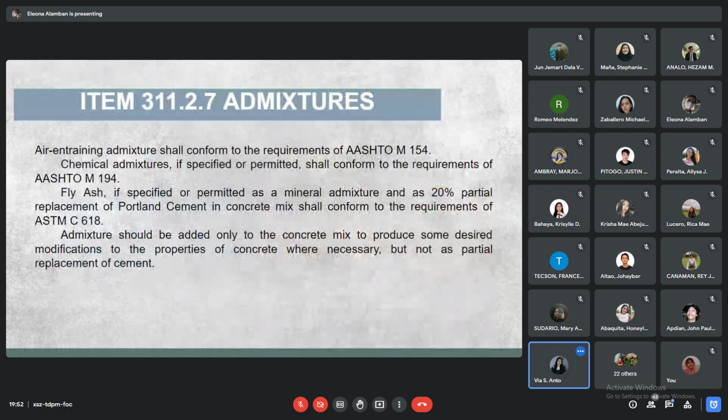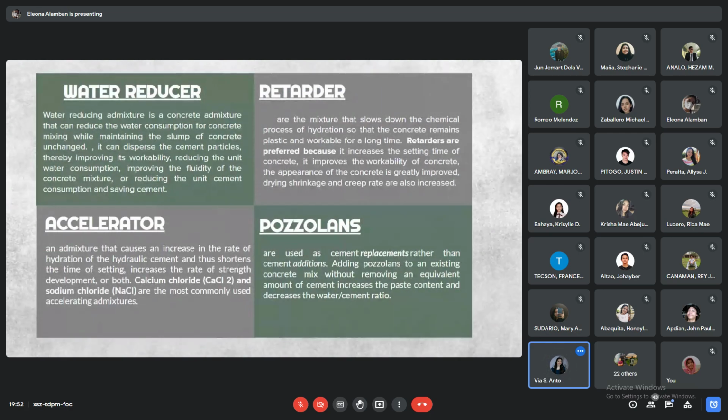So, Item 311.2, admixture. So, these are the admixtures, the types of admixture. So, let us explain what a water reducer is.